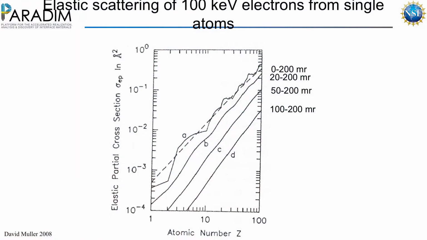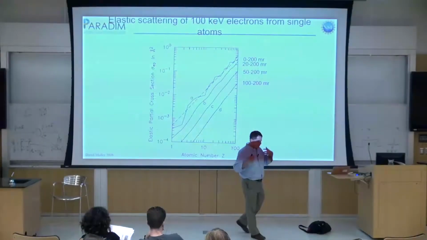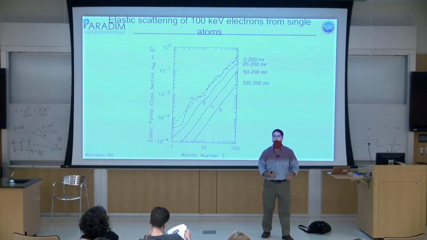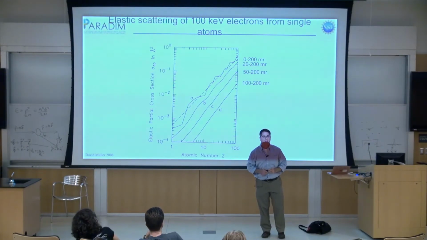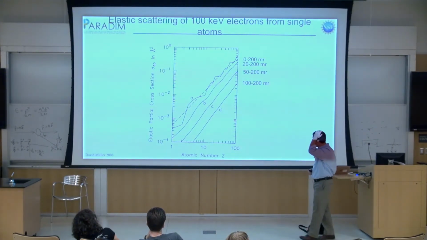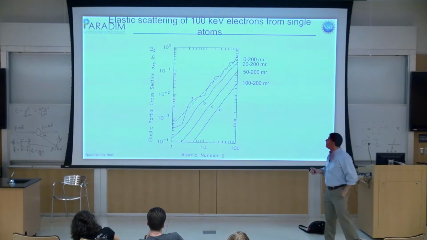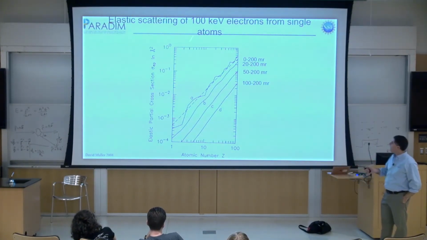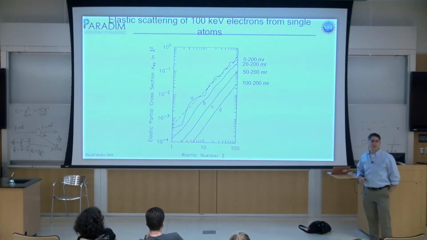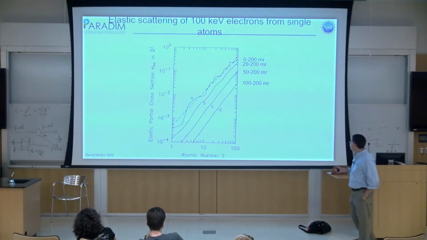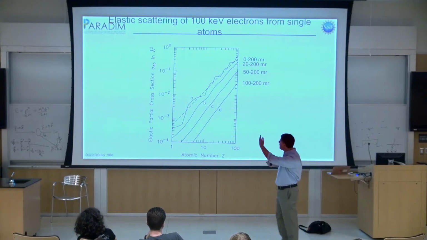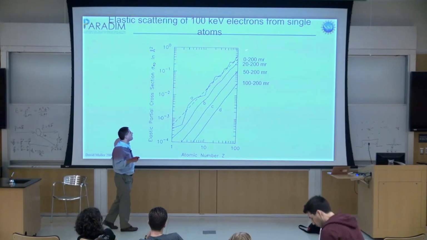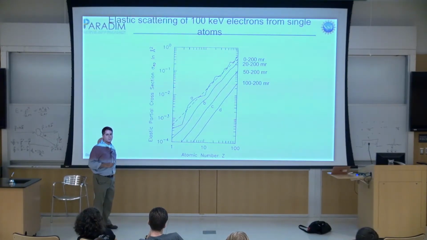The other little ingredient we're missing is the details of the scattering, the angular distribution, and the multiple scattering of electrons. So the first thing I want to point out is the scattering intensity of a single atom at 100 kilovolts for different types of atoms. What we're doing is plotting the amount of signal as a function of atomic number for different integrated ranges of angles.